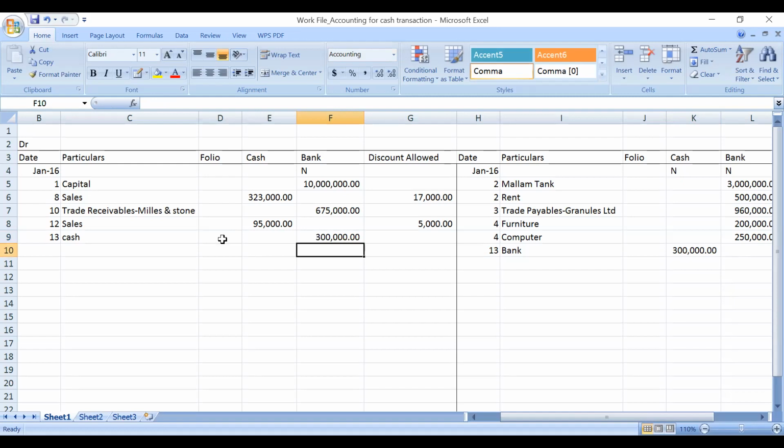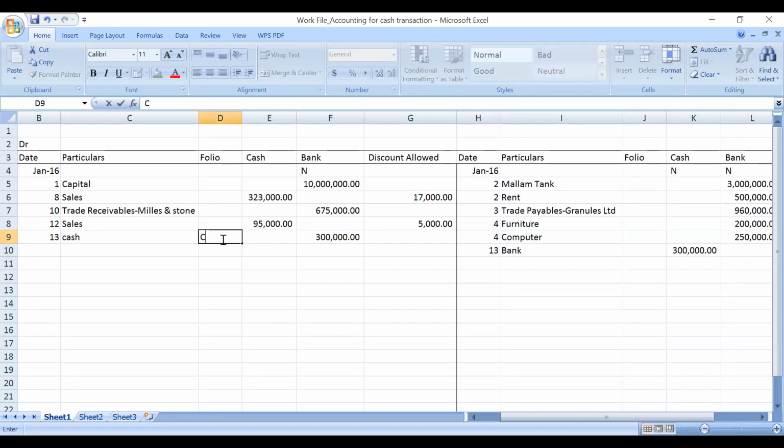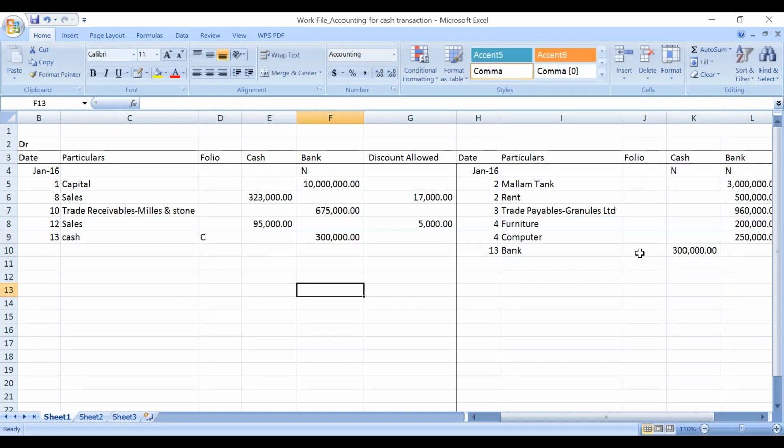All right. So in the field, just write what? Just write C. Here as well, you can write C. It signifies that it is a contra. All right. Or let me put it in yellow. So that is that. You can see you just take the money from cash and you take it to the bank. As simple as that. That is what we call contra entry.